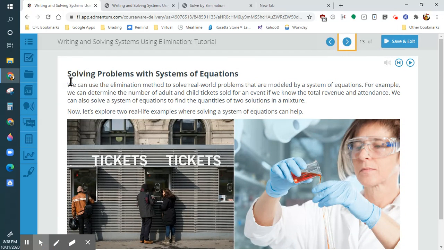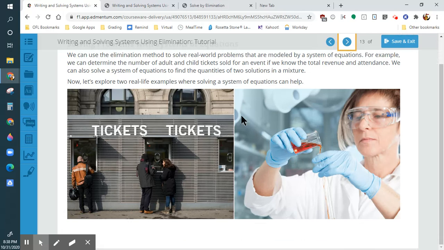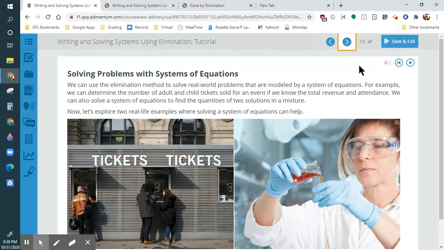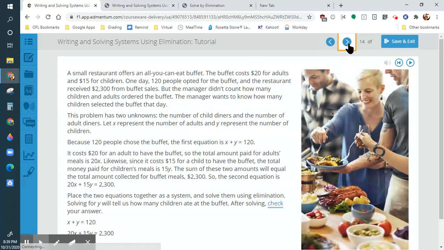So now we're solving problems with systems of equations. There are several of these, like if you're comparing train tickets to somewhere, or if you're doing chemistry and trying to figure out the percentage of a certain chemical in there. There's a lot of things these types of equations can be used for. The one we're going to use here is comparing the price of an all-you-can-eat buffet.